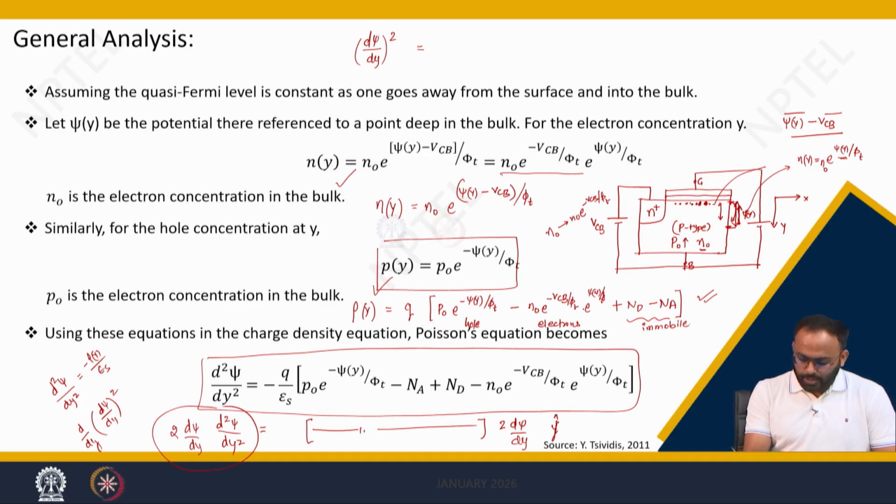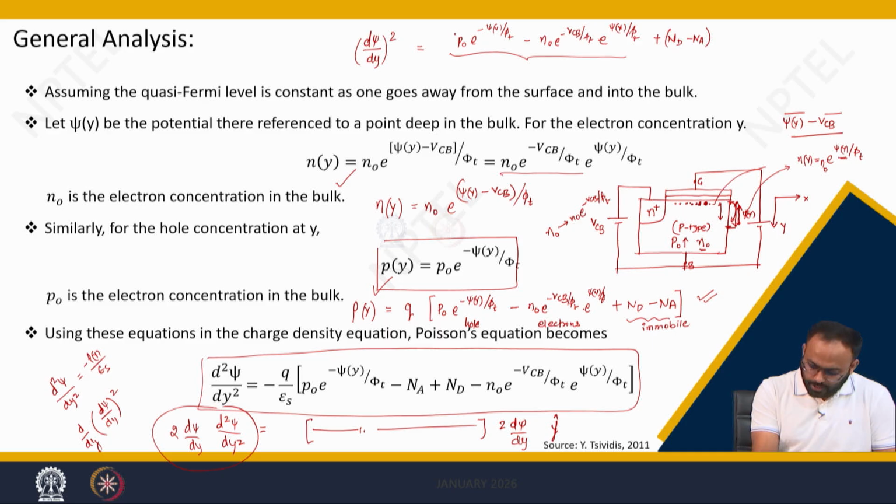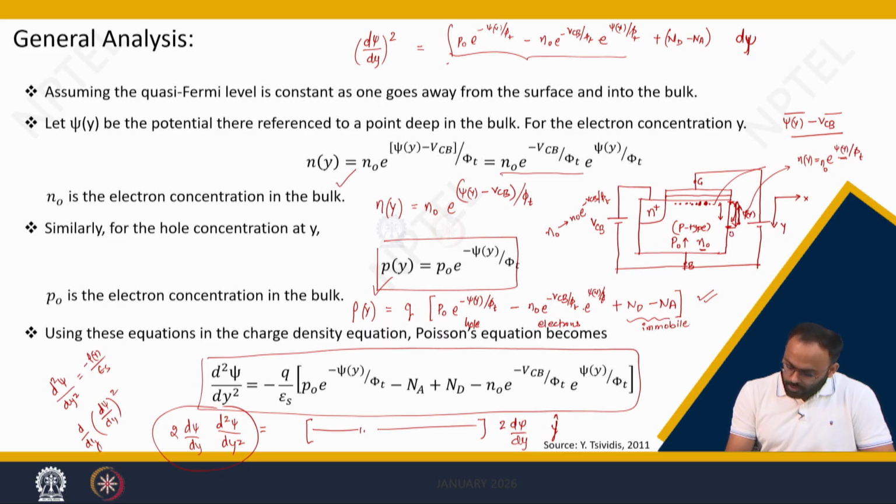When you do the integration, you will get an equation related to P_0 e^(-ψ(y)/φ_t) minus N_0 e^(-V_CB/φ_t) e^(ψ(y)/φ_t) plus N_d minus N_a, and now you need to integrate this part between a proper limit. This is dψ. The limit we have already decided is 0 deep in the bulk, and ψ_s at the surface potential.